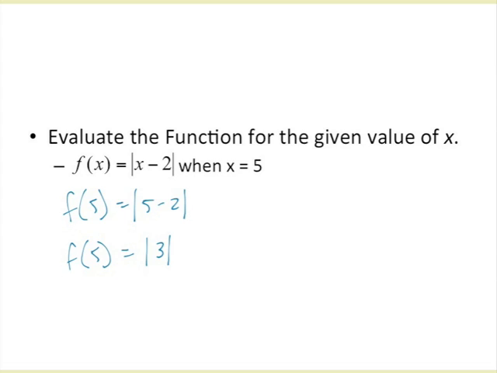The absolute value of 3 is just 3. And that's our solution. Okay. We get 2 solutions when we're trying to figure out what x is. There's 2 things that x could be. But here, we know what x is, 5. And we're trying to figure out what we get out when we plug in a 5. Okay. Questions?